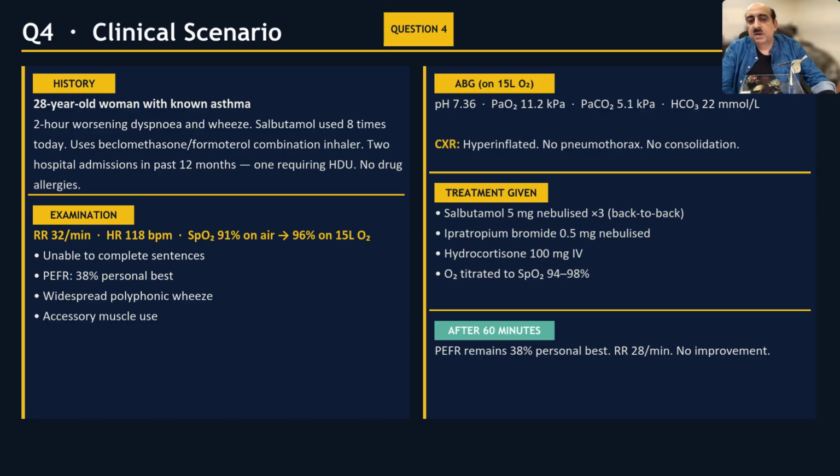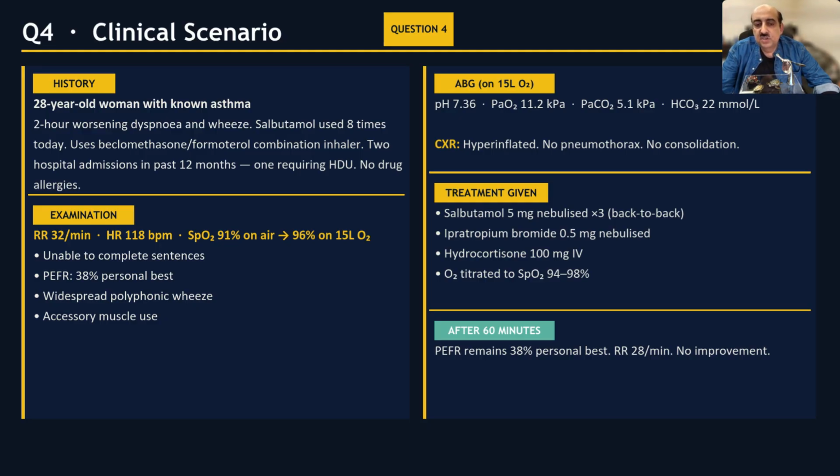In the emergency department, the immediate treatment given was salbutamol 5 milligrams nebulized times 3, back-to-back successively, and ipratropium bromide 0.5 milligrams nebulized. Also, she received 1 dose of intravenous hydrocortisone at 100 milligrams, and her inspired oxygen was titrated to achieve a saturation of 94 to 98%.